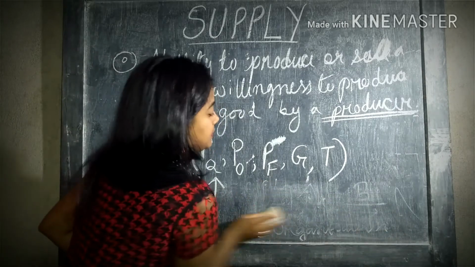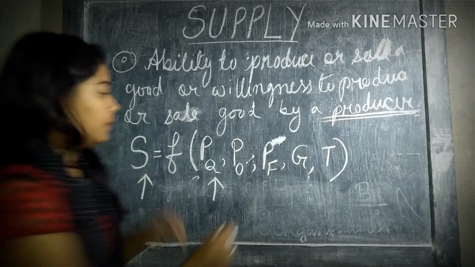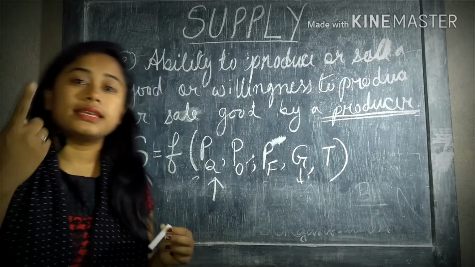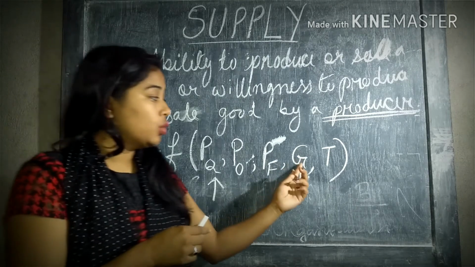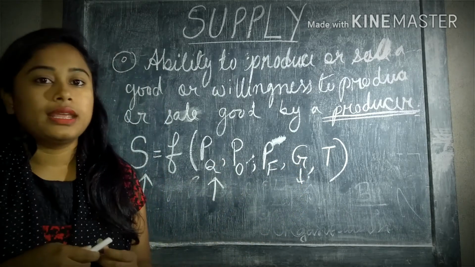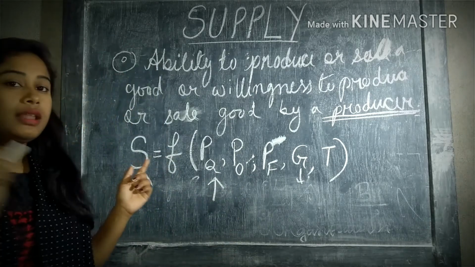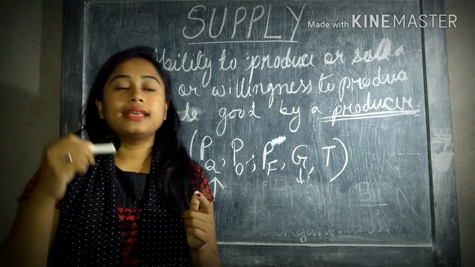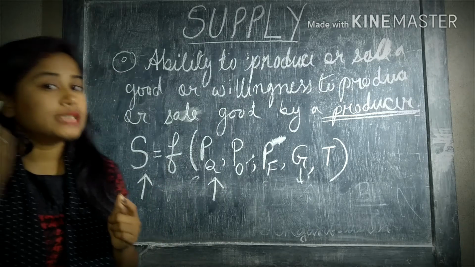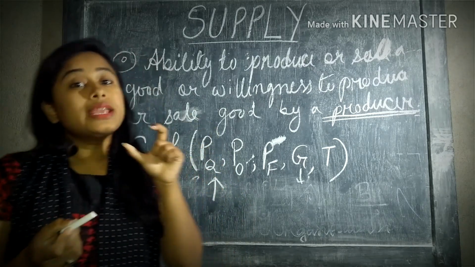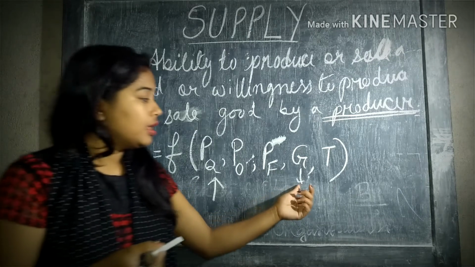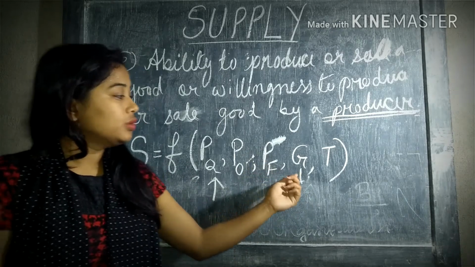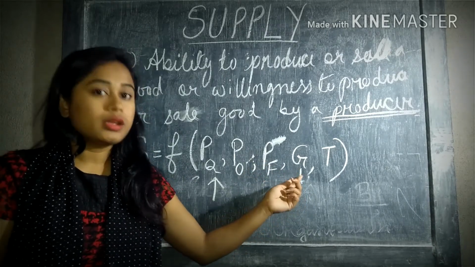Then the next one is the goal. Okay, if a producer or supplier wants to maximize his profit, his goal or aim is to maximize his profit, then that supplier will not deal with a commodity which gives him less income, or he will not produce a commodity in which risk is involved. Okay, so he will only produce the commodity where he can make more and more profit. So that is the goal of the producer or supplier.